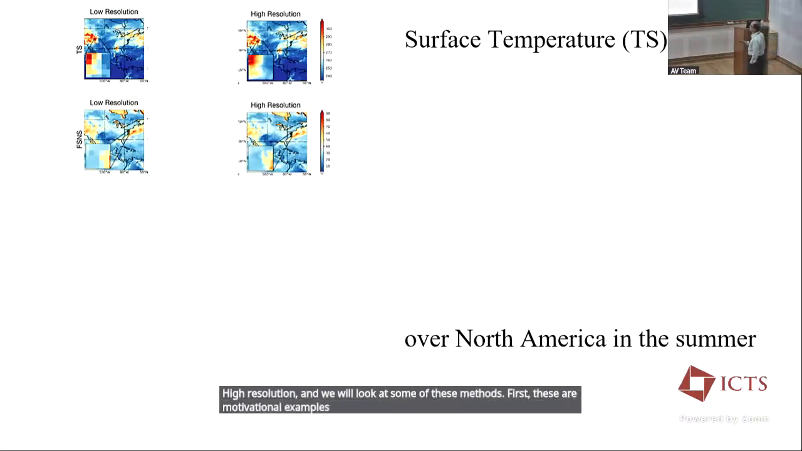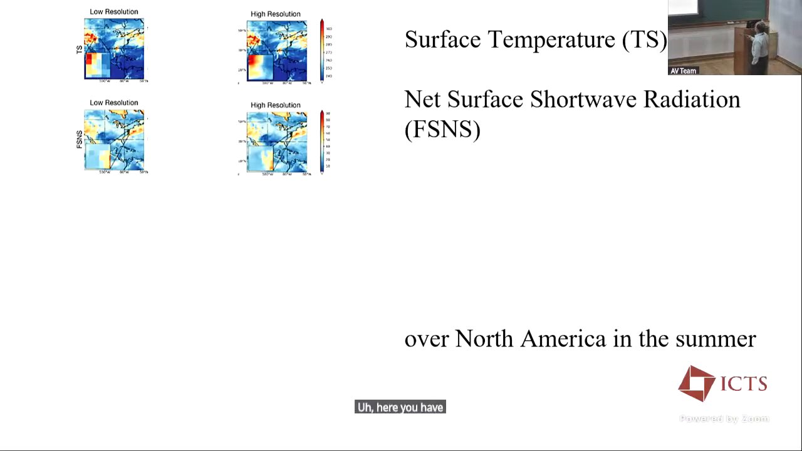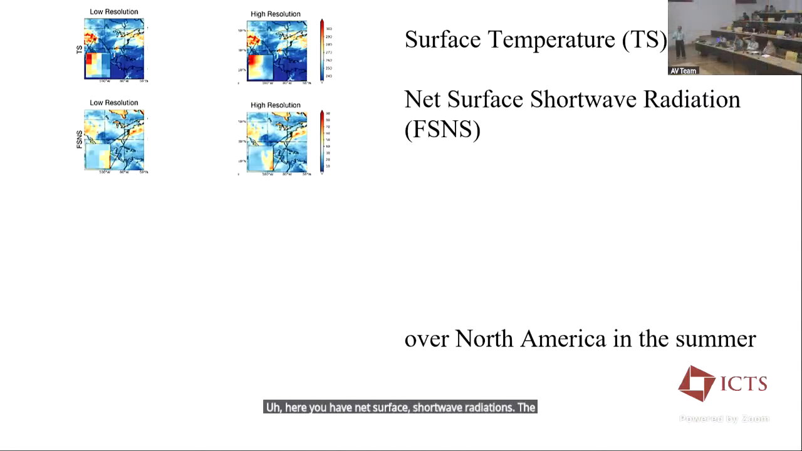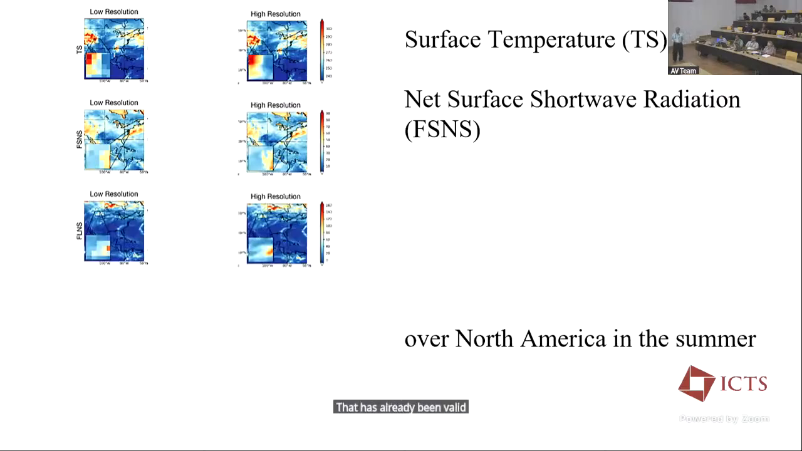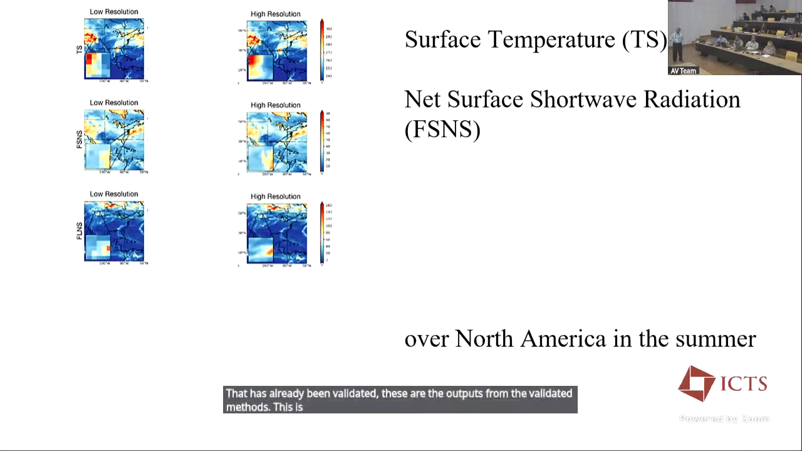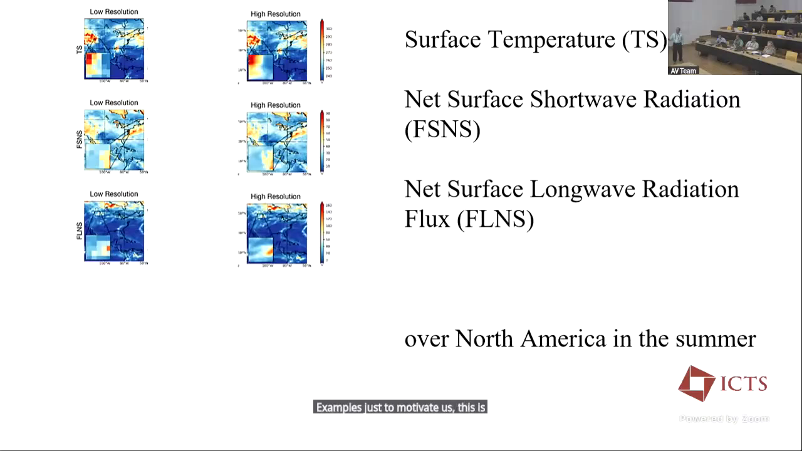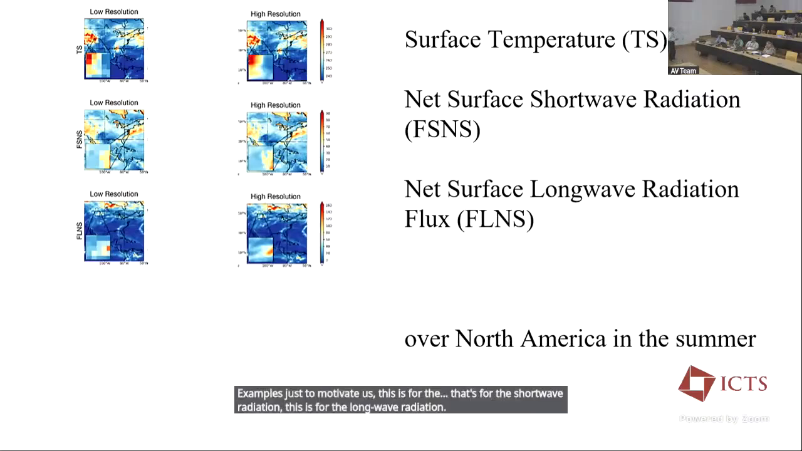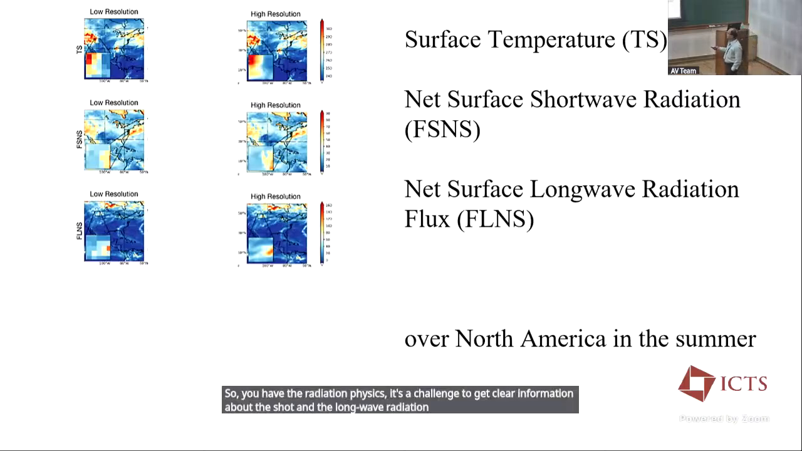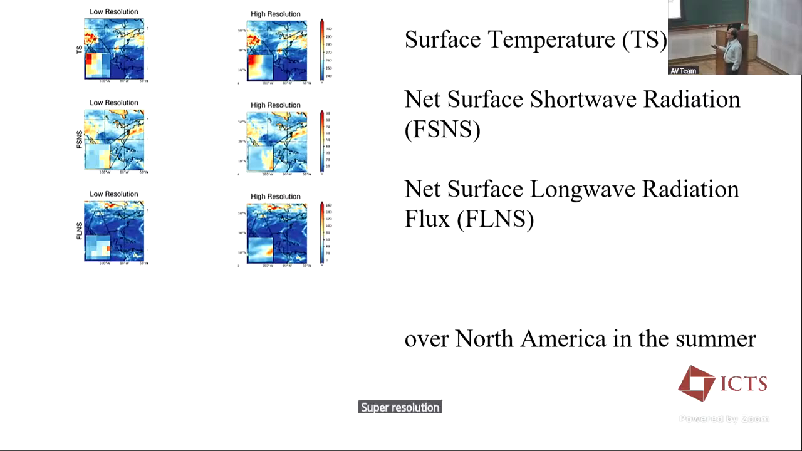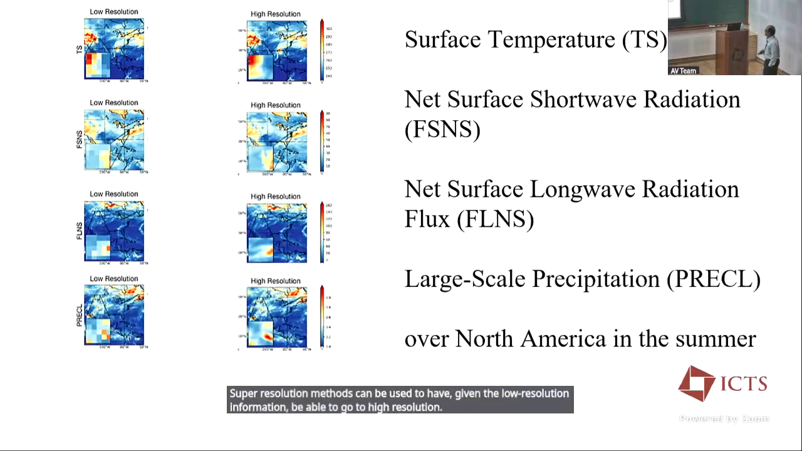What you look at here is net surface shortwave radiation. This is what is observed, this is what is caught, and the super resolution method will give this from this information. You will be able to transform this to this, which has a lot of information that has already been validated. These are the outputs from the validated methods. These are only examples just to motivate us. That's for the shortwave radiation. This is for the longwave radiation. So you have the radiation physics. It's a challenge to get clear information about the short and the long wave radiation, and again, super resolution methods can be used, given the low resolution information, to go to high resolution levels and try to recover a lot of this.